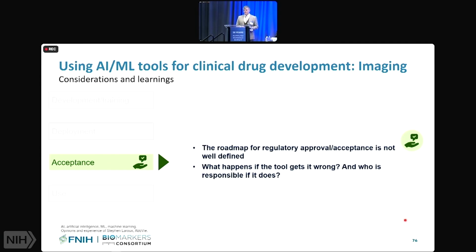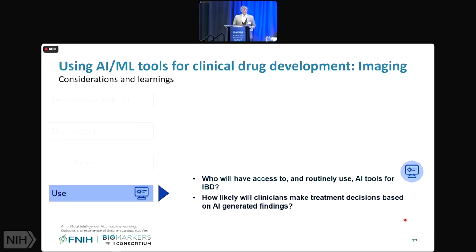So these are some of the uncertainties that we hear frequently, not only from regulatory representatives, but also from our KOLs, our key opinion leaders. They get a little nervous about this. If I'm truly going to treat my patient based on this tool, and especially if it's an unsupervised tool, a black box tool, there's a lot of voodoo involved, and they're not comfortable making a treatment decision based off of that. Then we come to use.